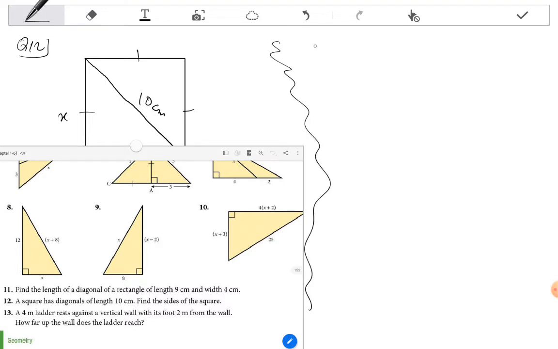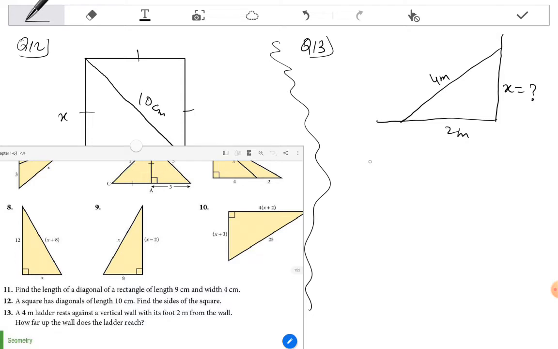If a ladder is resting against the wall, quickly discussing the question: the length of the ladder is 4 meters and its foot is 2 meters away from the wall. To what height does it reach on the wall? This is what is required: how far up the wall does the ladder reach? So this is x.